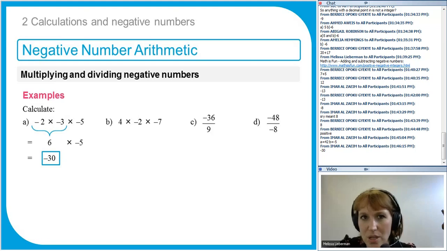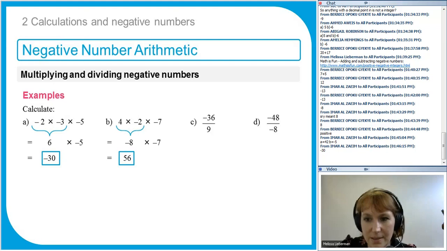So work out 4 times negative 2 first. The signs are different, so the answer is going to be negative. So 4 times negative 2 is negative 8. And then times that result by negative 7. So we've got negative 8 times negative 7, 2 minus signs, so the answer is going to be positive, 56.